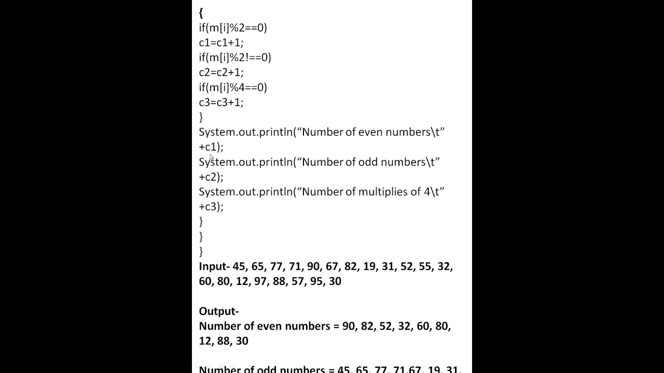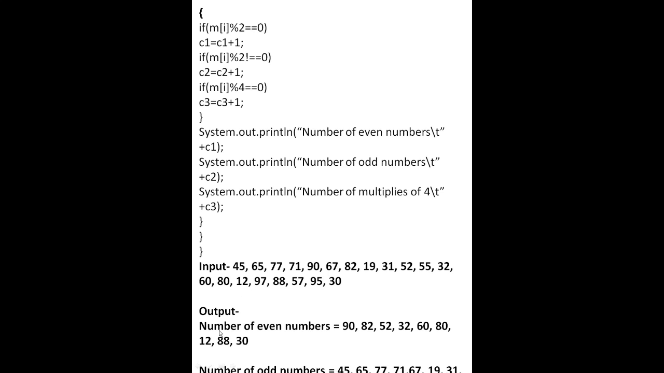The even numbers in the form of c1, then odd numbers in the form of c2, then multiples of 4 in the form of c3. Then 3 times curly bracket will be closed here. That bracket closes the earlier bracket. Now input. Suppose we have taken the same numbers here. We have taken 20 numbers in input form.